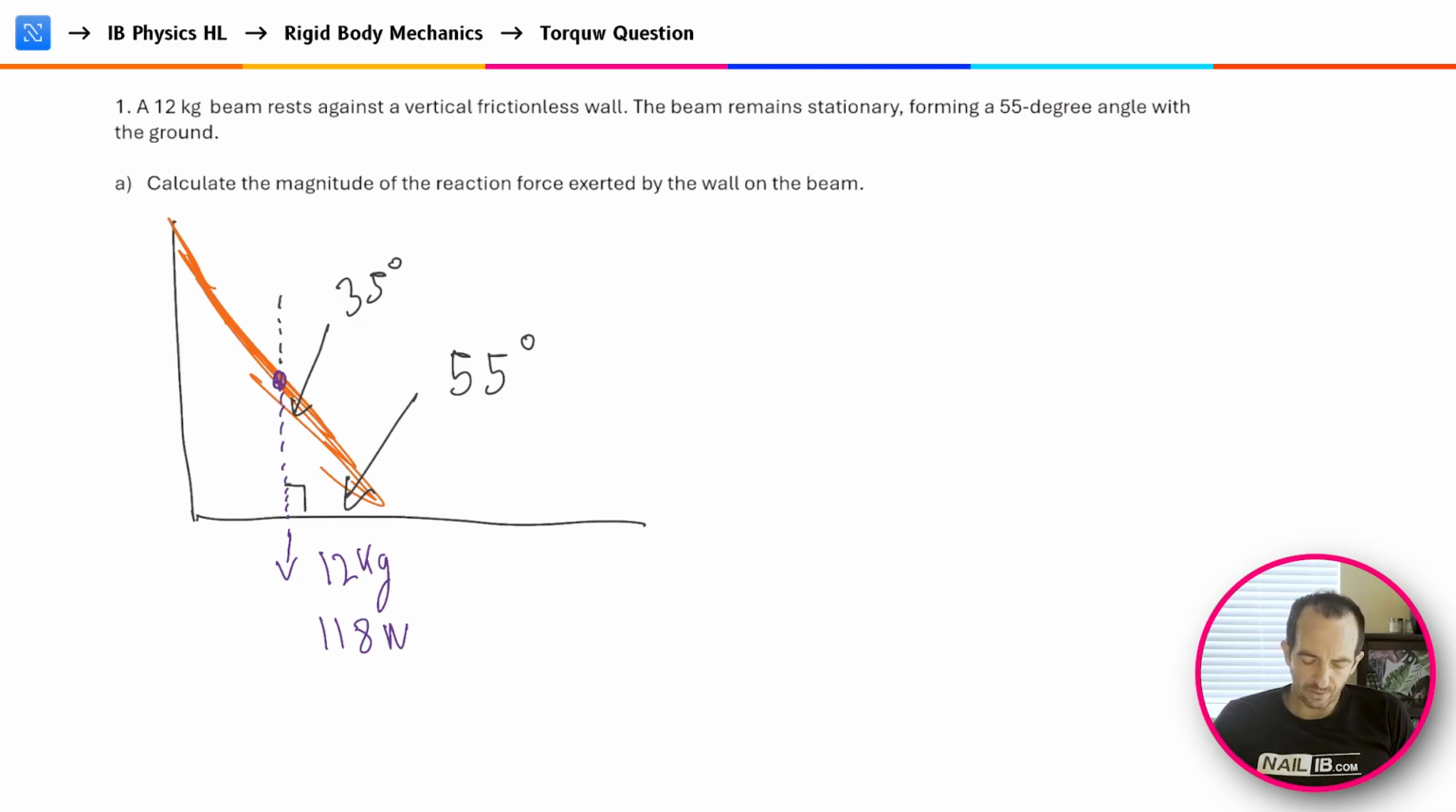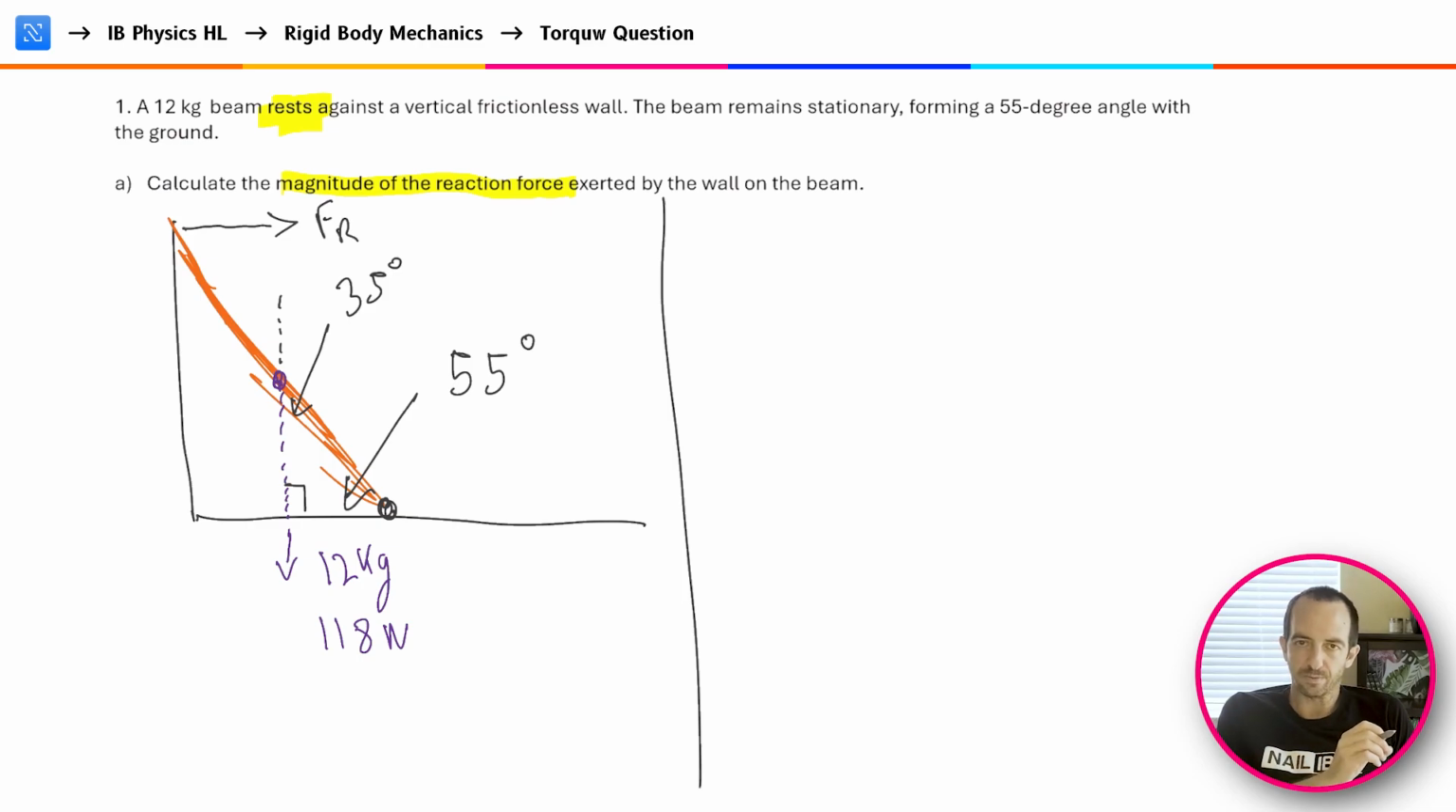This is at rest, and we're looking to find the magnitude of the reaction force from the wall. So that's the force that is pushing against the top of this ladder, I'll call it the reaction force, and that's what we're looking for. So how can we go about solving for that reaction force? One way to think about this problem, as a torque problem, is to think about the axis to be there at where the beam touches the ground.